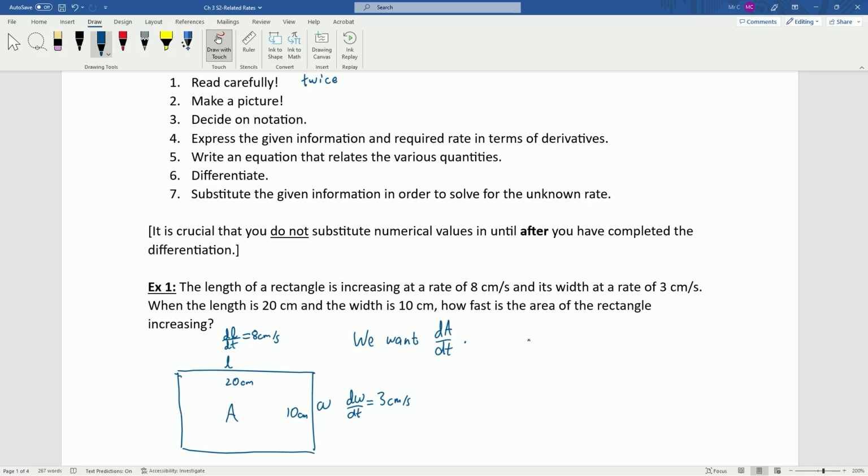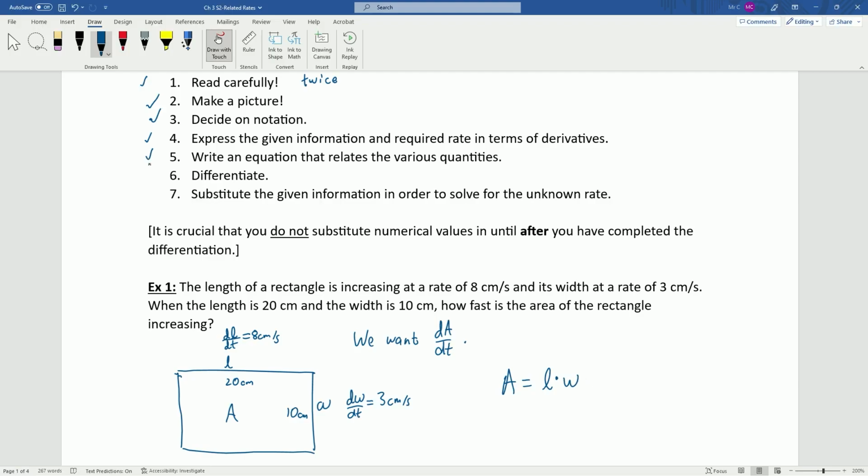Okay, so what have we done? We've read carefully, boom. We made a picture, boom. We decided on notation, boom. We expressed the given information and required rates in terms of derivatives, boom. We write an equation that relates the various quantities. A equals length times width.